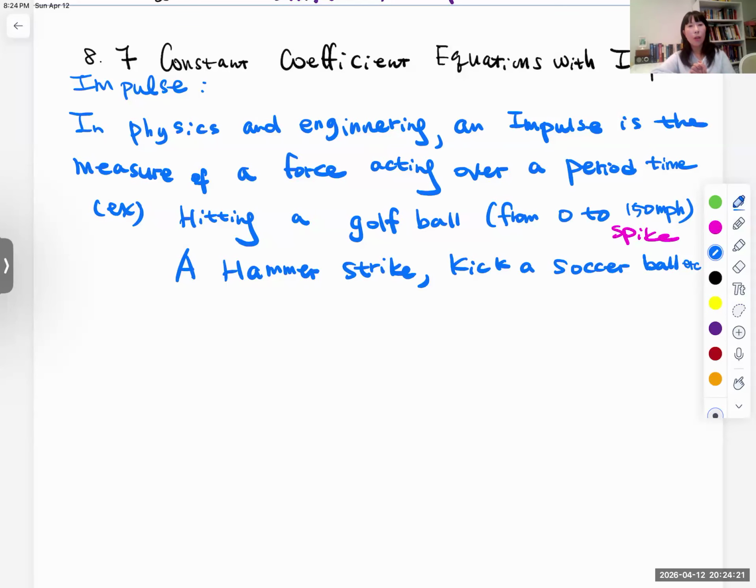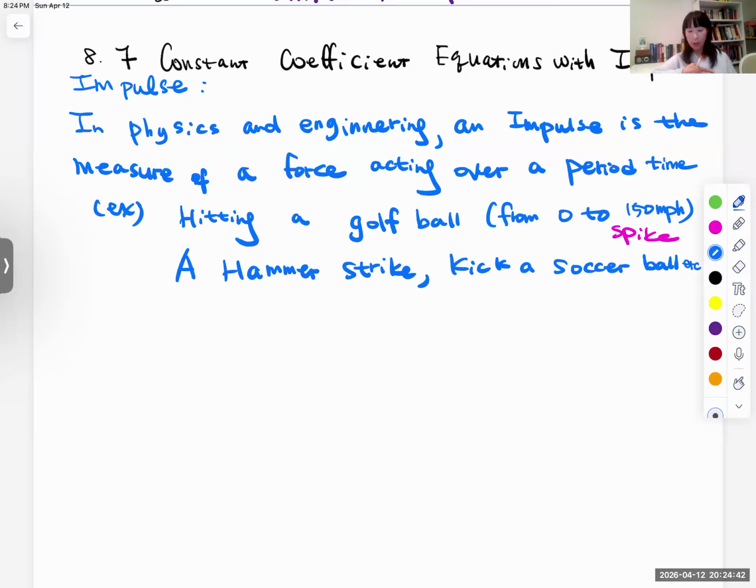Today we are going to learn 8.7, constant coefficient equations with impulses. Okay, so what is an impulse? In physics and engineering, an impulse is the measure of force acting over a period of time.